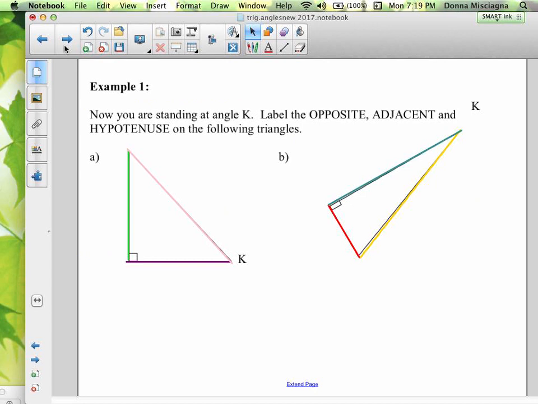This is just review. So now you're standing at angle K. Label the opposite, adjacent, and hypotenuse. All right, so hopefully you will say that the green side is the opposite. And you will say, we can make this color-coded, the purple side is the adjacent.